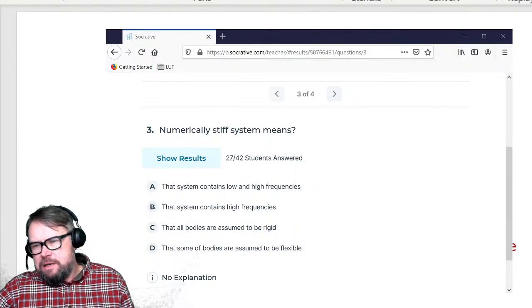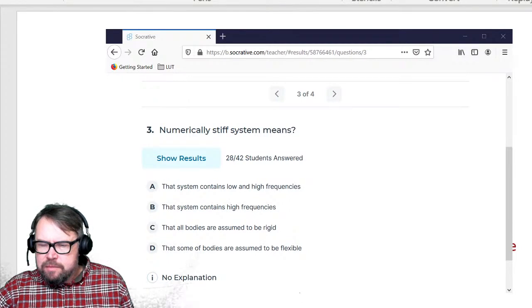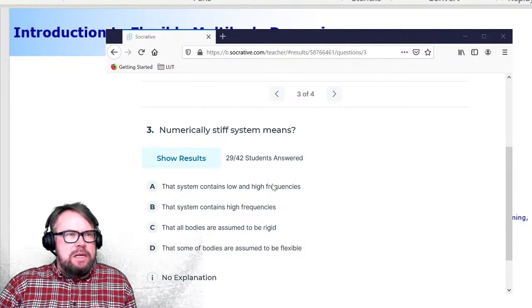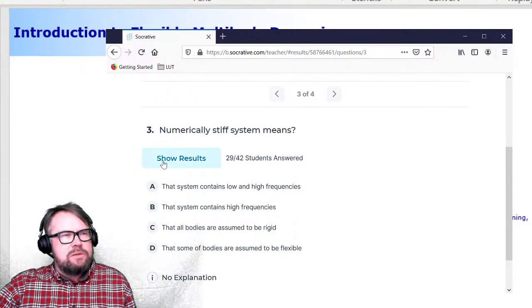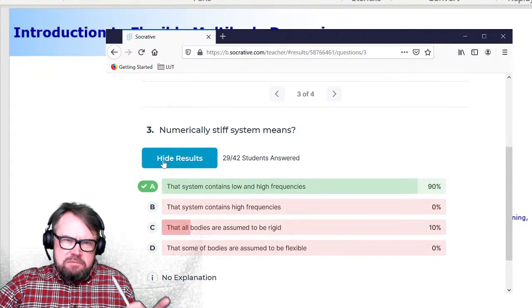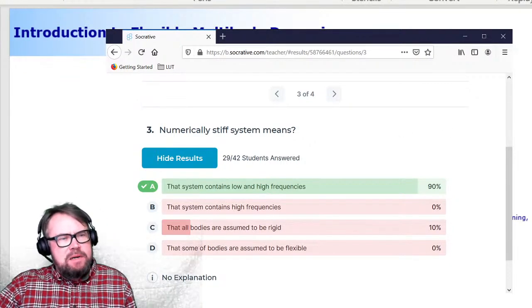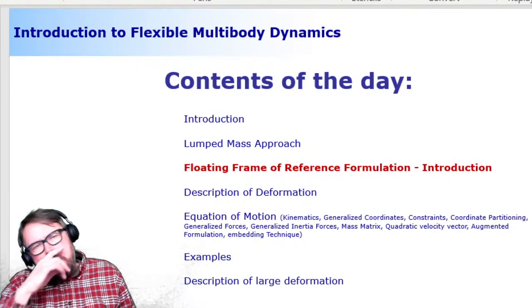Let me see what's going on here. Okay, so the next one, 29 students. I think this is it. So we are not going to get more answers. So the success rate is 90. Very good. I'm happy. I'm very happy. I don't think it can be much higher than that.